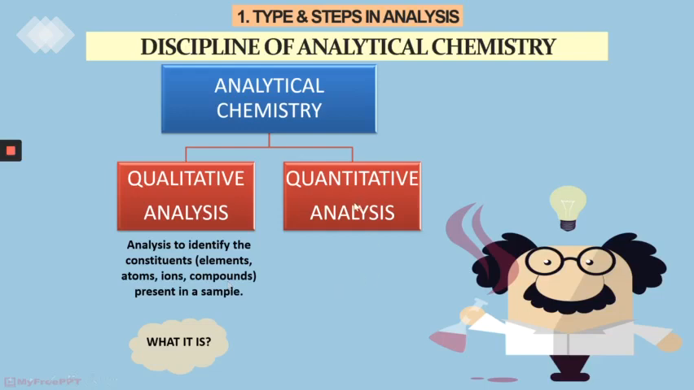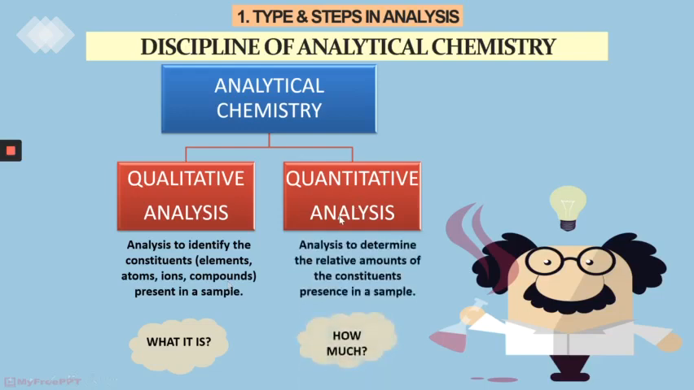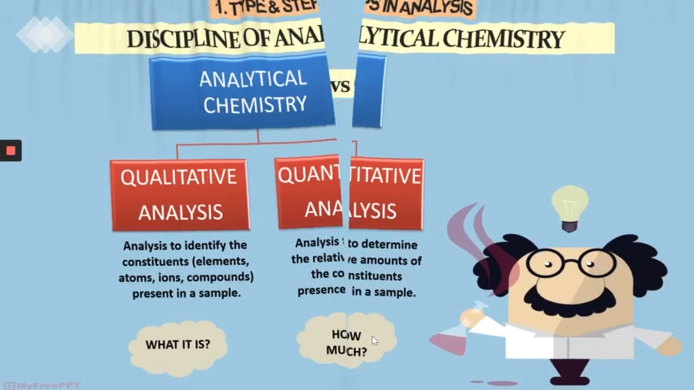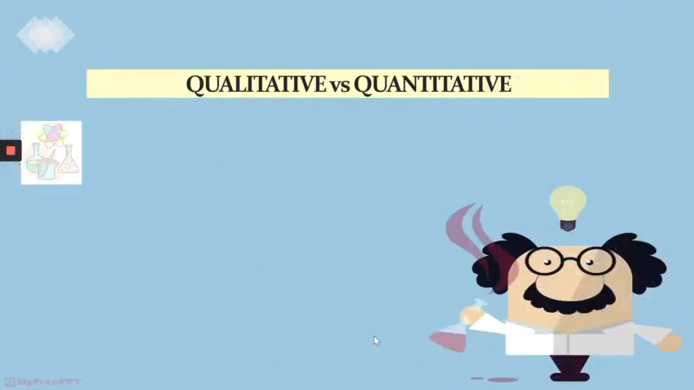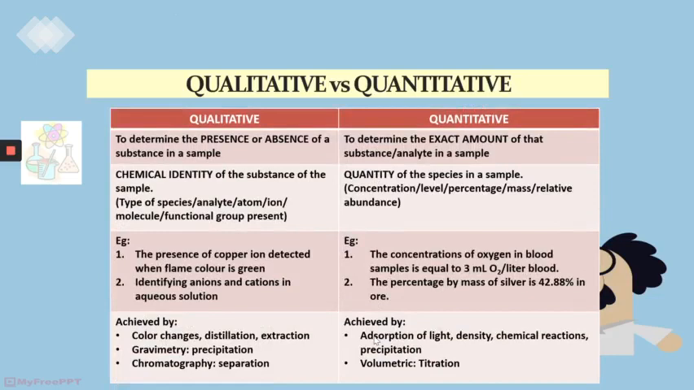Now look at the quantitative analysis. Quantitative analysis is the analysis to determine the relative amount of the constituent present in a sample. So in qualitative analysis, you want to know what the compounds are. In quantitative analysis, you want to know how much of the compound. It is how much. Look in detail at the difference between qualitative and quantitative analysis. Refer to this table.